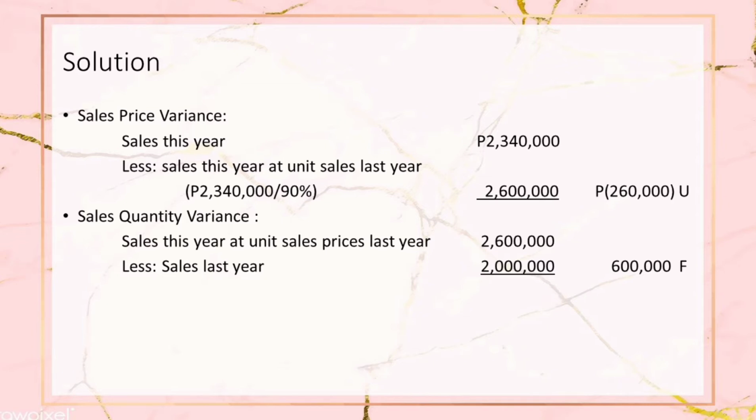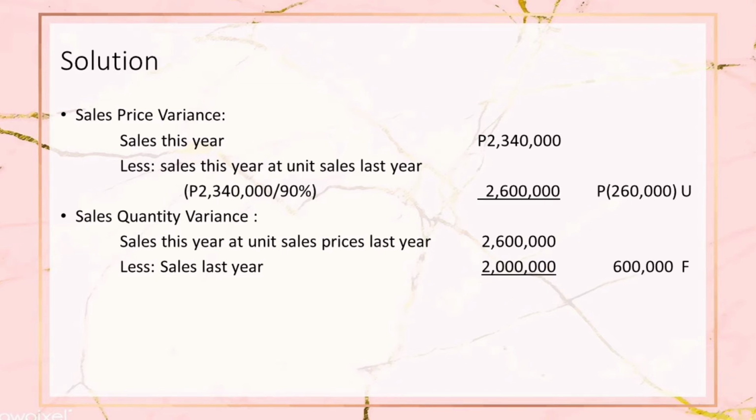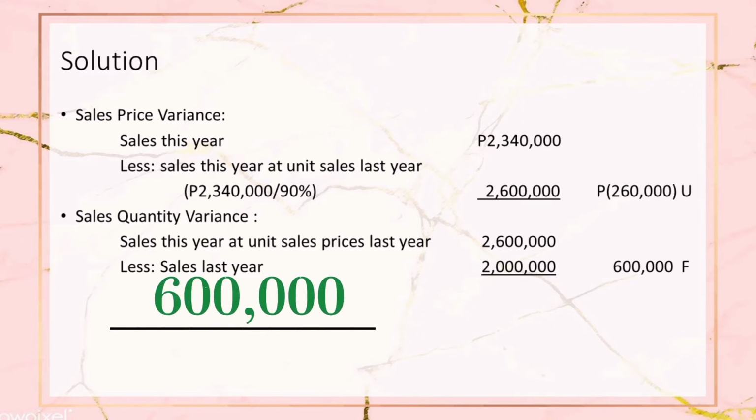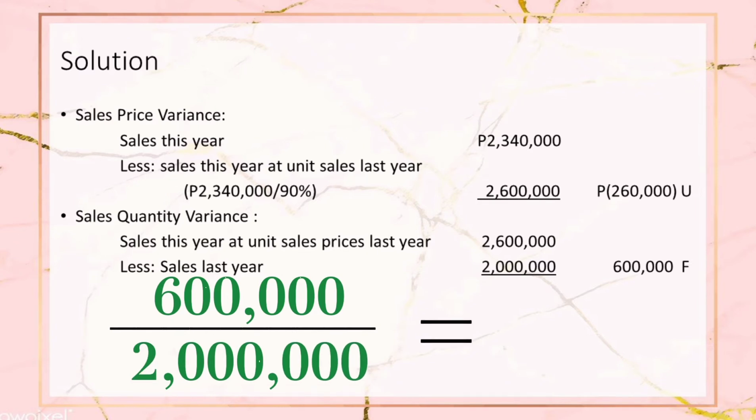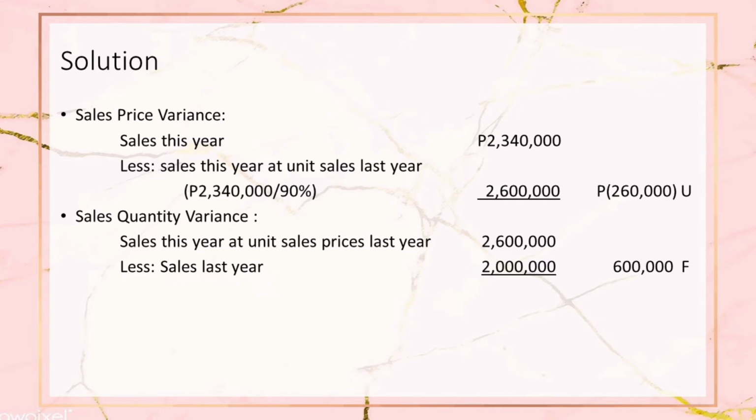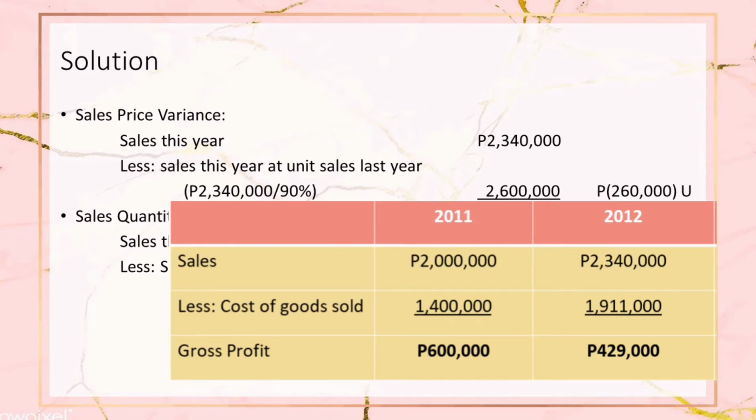Now that we have the sales quantity variance, we can determine the sales quantity variance ratio. We divide the sales quantity variance of 600,000 by the sales last year, which is 2 million. So we have a sales quantity variance ratio of 30% increase. Since the sales quantity variance is favorable, the quantity sold this year is greater than the quantity sold last year.